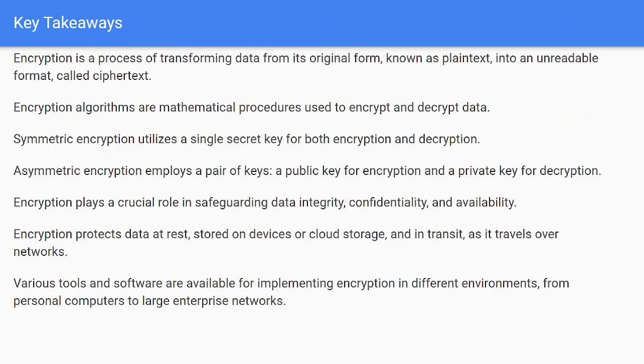So what are the key takeaways from this class? Encryption is the process of transforming data from its original form, which is known as plain text, into an unreadable format, which is known as cipher text. So you are transforming the original text, what you want to send, into an unreadable format so that somebody else cannot read it.